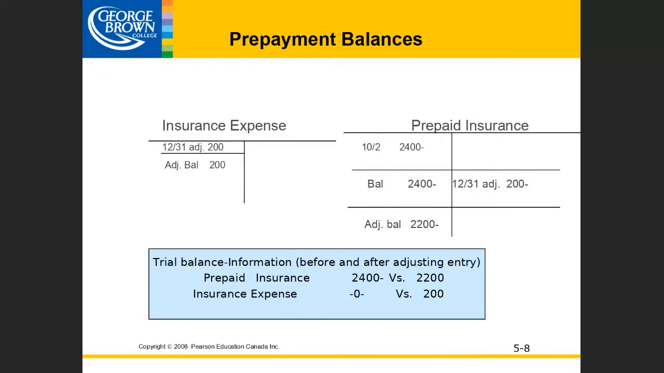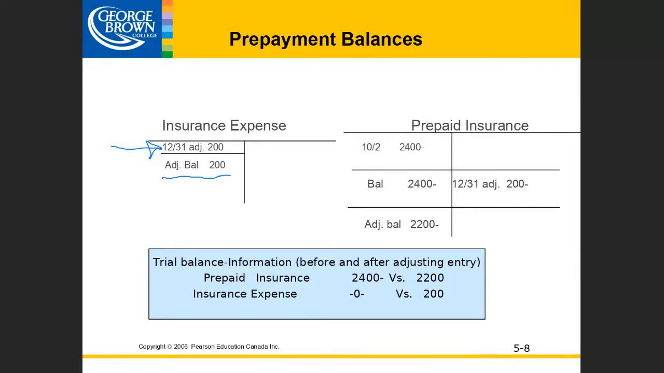So this is how your prepayment would look in your general ledger. You would show that you've made an adjustment for $200 in your insurance expense, and your adjusted balance would be 200 because it's the only entry.